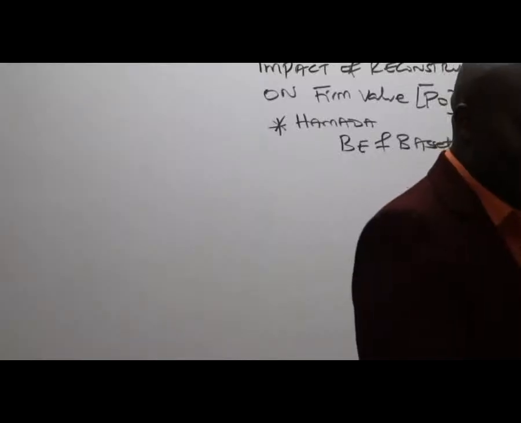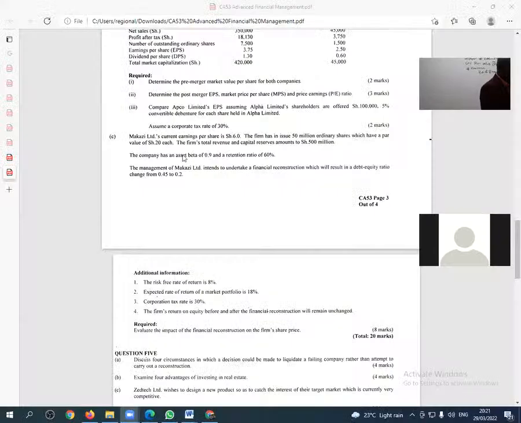Great. So, ladies and gentlemen, here we are. I'm looking at Makazi Limited. So for Makazi Limited, what do we have here? We are told Makazi Limited's current earnings per share is 6. The firm has in issue 50 million ordinary shares, which have a par value of 20 each. The firm's total revenue and the capital reserves amount to 500 million. The company has an asset beta of 0.9 and a retention ratio of 60%.